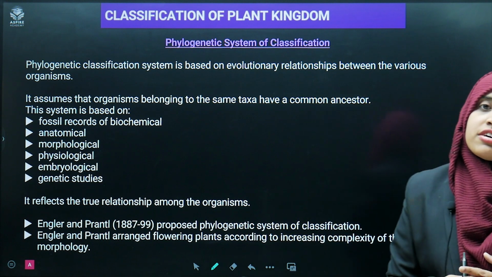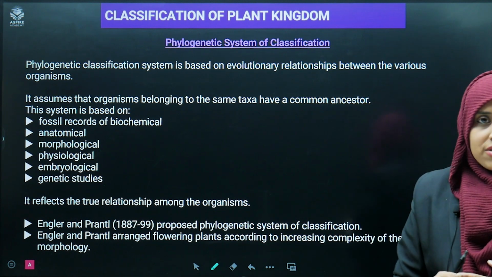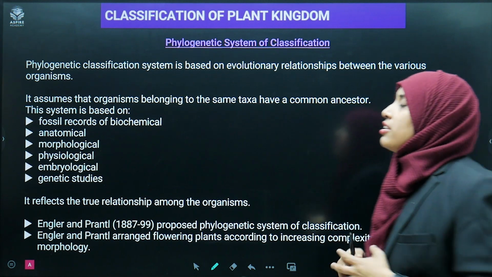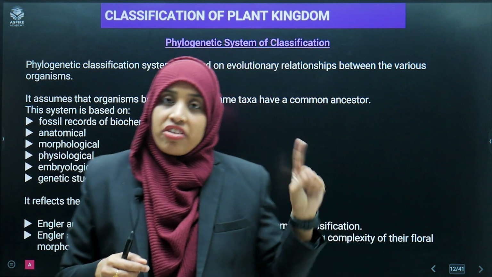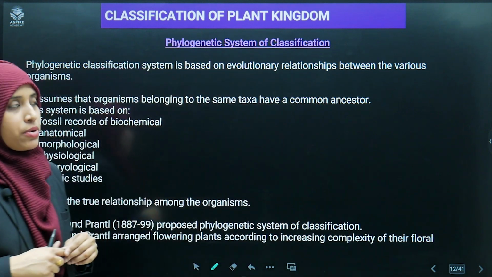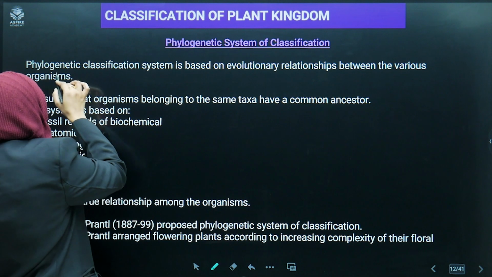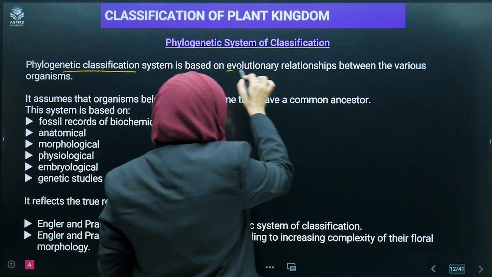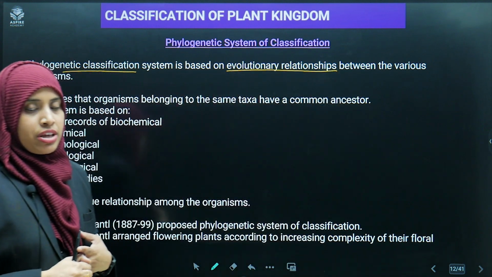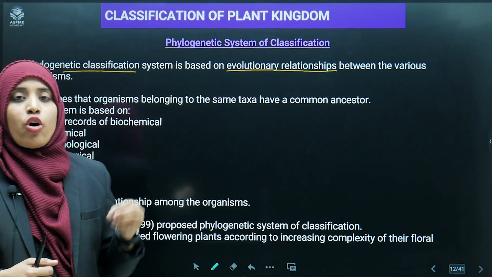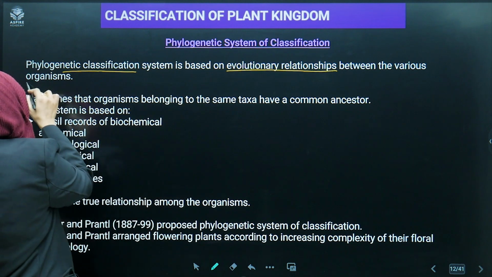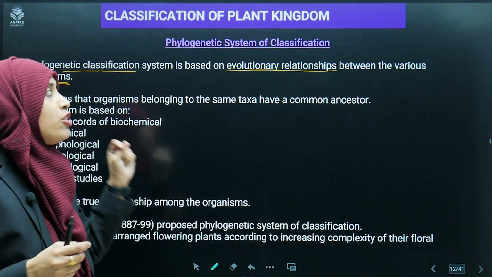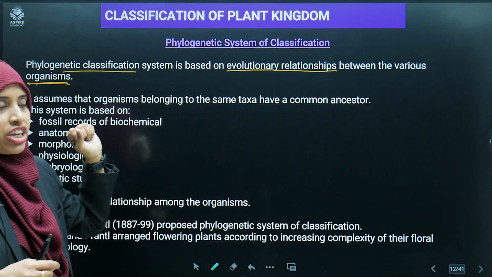Now we'll see what is the phylogenetic system of classification. Okay, so phylogenetic classification क्या है? It is based on evolutionary traits or evolutionary relationship. So we can say phylogenetic classification is a system of classification which is based on evolutionary relationship. किस तरह से organism evolve होके आए हैं, on that basis between the various organisms, what is the evolutionary history between the different organisms, so that is only the phylogenetic classification.